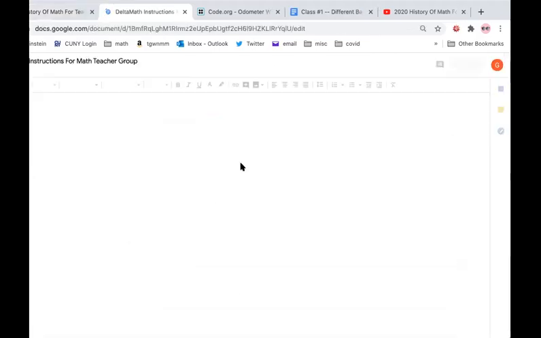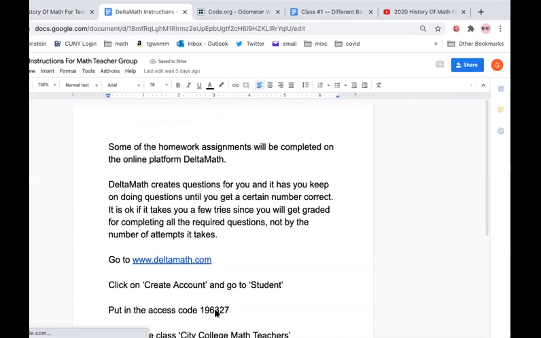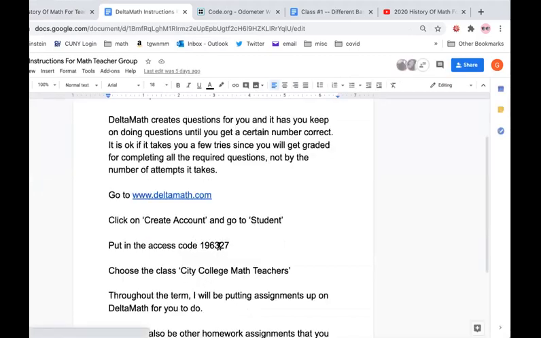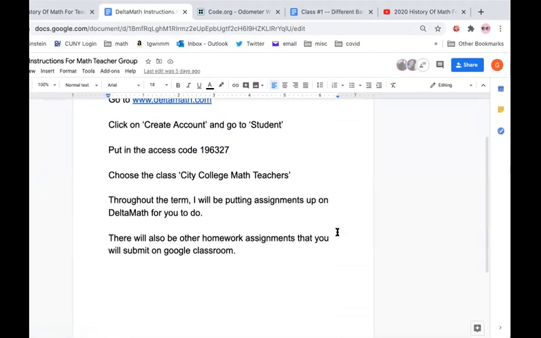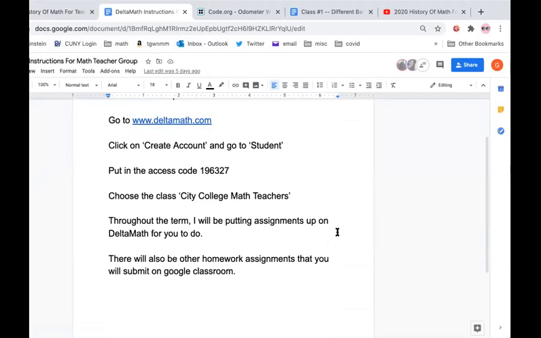So here are the instructions. You create an account, you put this access code in, and you pick City College math teachers, and it has a little assignment. It makes you get 5 questions right, and it's just about changing integers into base 10 and back. There's no base 12 or anything like that. It's just bases smaller than 10, so it won't take you too long, but it's a really good way for me to check if you mastered the material.